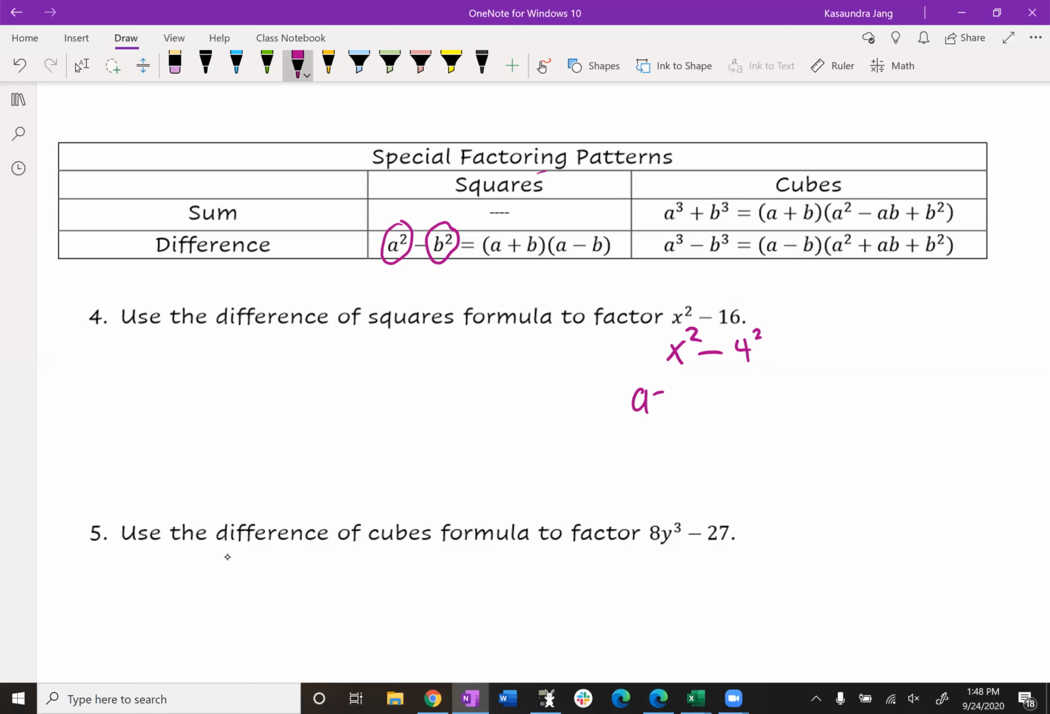The a is the first part that got squared. In this case, it was an x. The b, the second thing that got squared, was a 4. Be careful. I did not put a negative 4 as my b. I put a positive 4 as my b. So then I'm going to factor into what it says here, an a plus b times an a minus b. My a is an x. My b is a 4, so x plus 4. And then a minus b. A is an x, b is a 4, so x minus 4. Those are my factors.